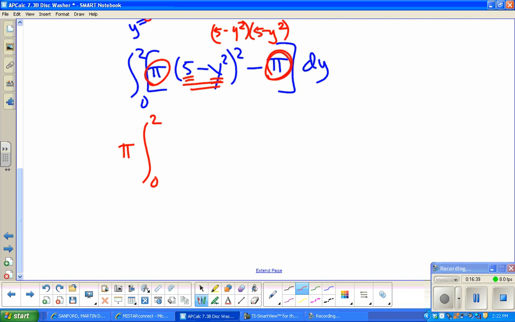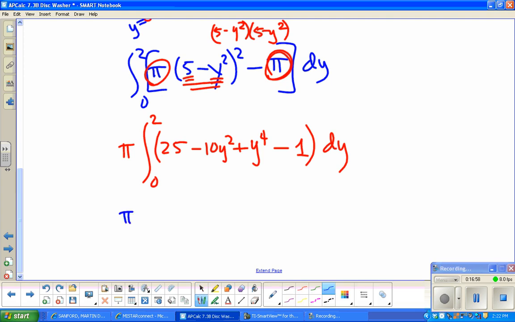Okay, so this is going to be 25 minus 10y squared plus y to the 4th minus 1. Now you need to look at that and say, why is that minus 1? Okay, and I'm just really proud that I didn't miss it. One more and then we'll do an antiderivative. I know this is a long problem. Sorry, that's just how it is sometimes.